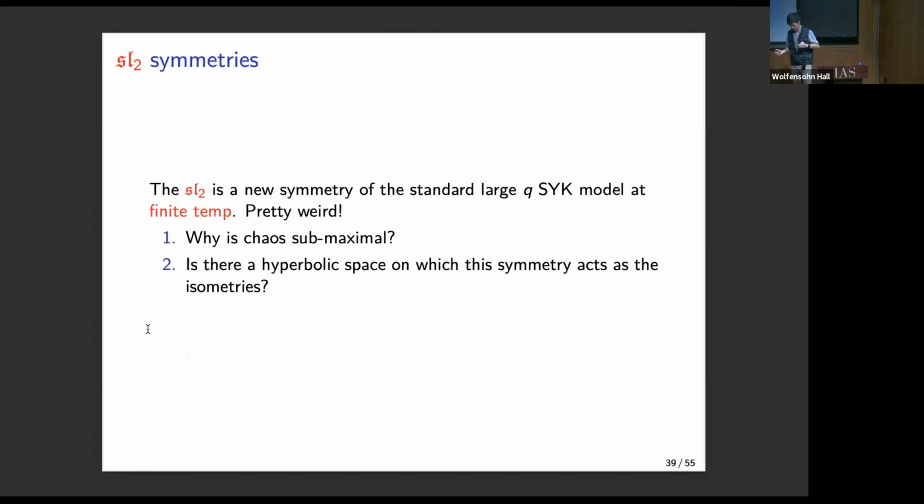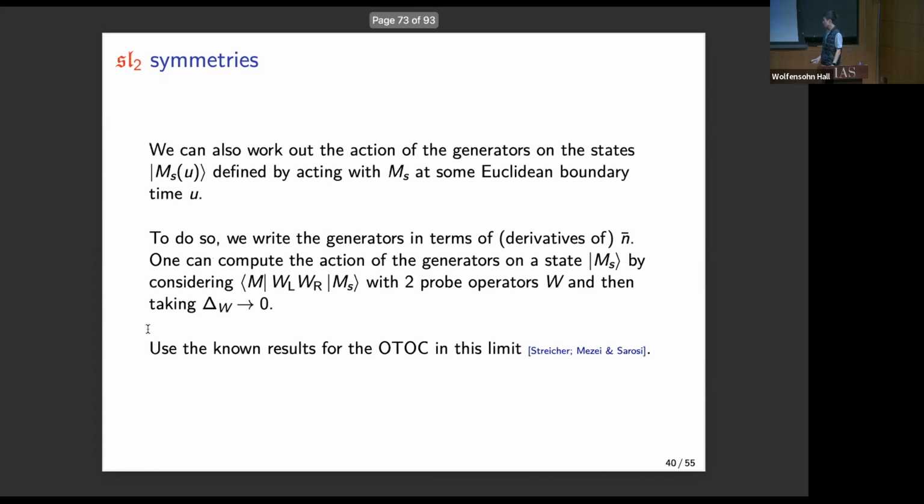So this immediately poses 2 questions. The first question is, we found an SL2 symmetry, but chaos is sub-maximal, so what gives? And second, is there a hyperbolic space on which the symmetry acts as some isometry of that space? So we're trying to understand now the bulk dual of standard large Q SYK. Is there a sense in which it's still hyperbolic despite being at finite temperatures, despite being far away, let's say, from the Schwarzschild limit? We could even be talking about nearly infinite time.